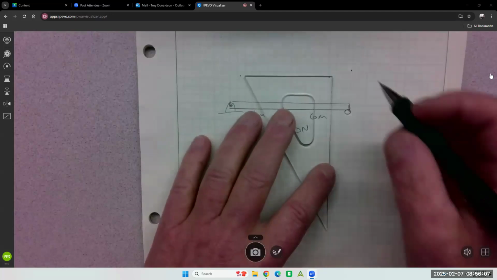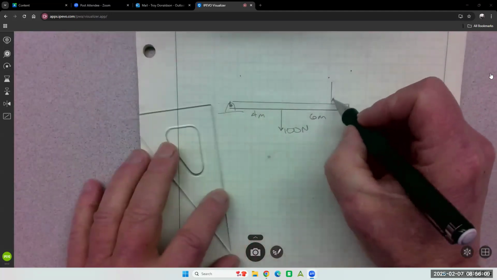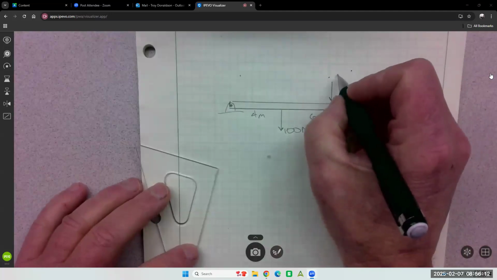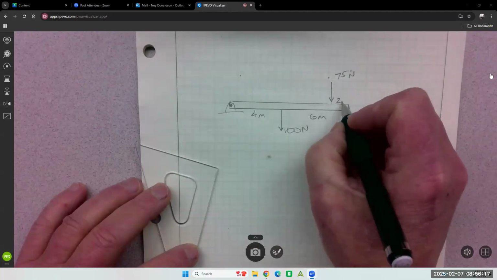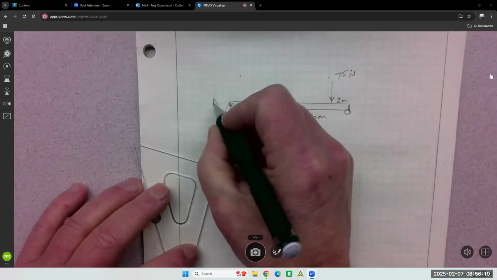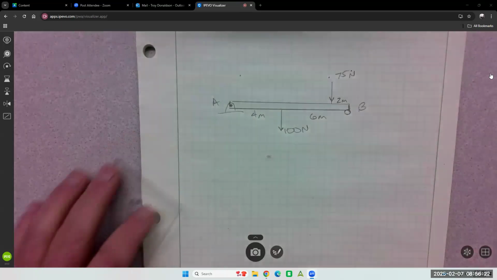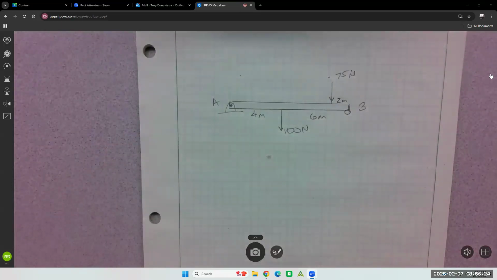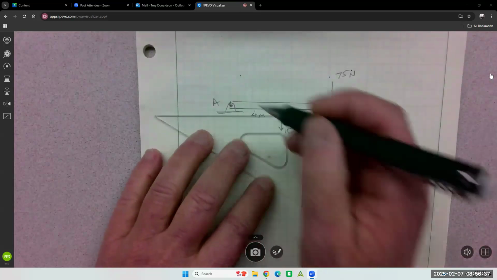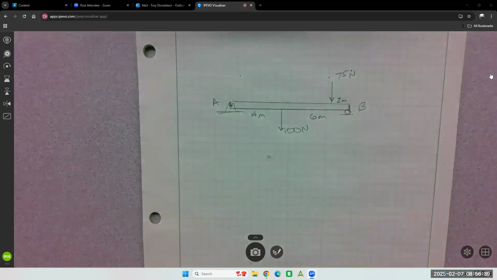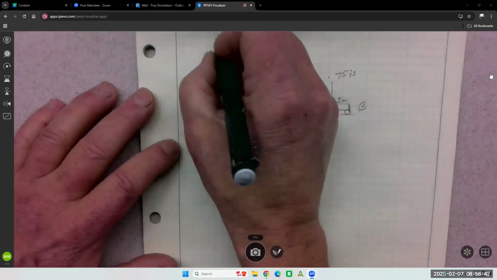And then we'll put one more force, 75 newtons at 2 meters. This is A, this is B. And we want to know what pin A feels and what roller B feels. Find the reactions. These are called reactions, not resultants, not to be confused with resultants.